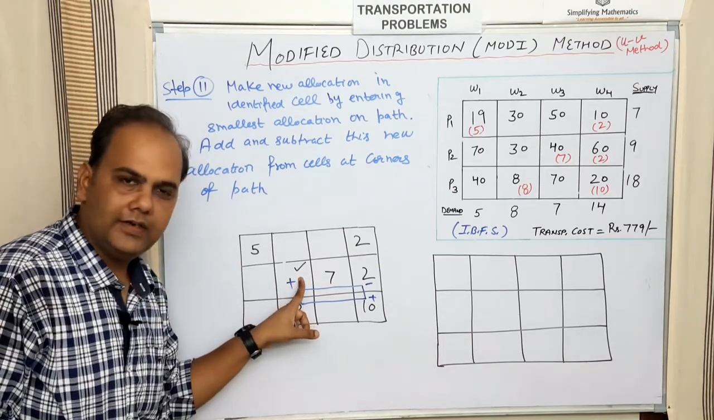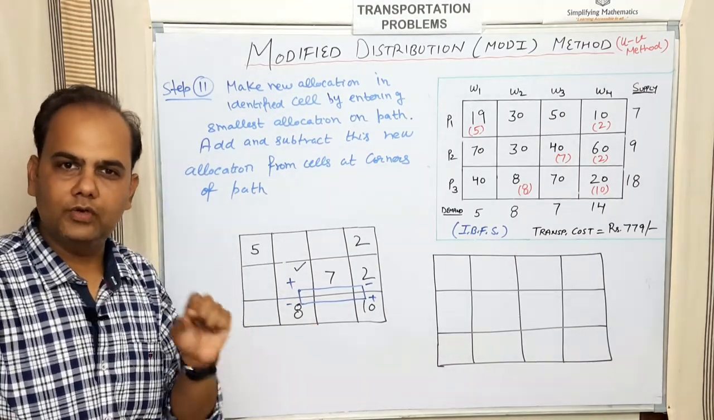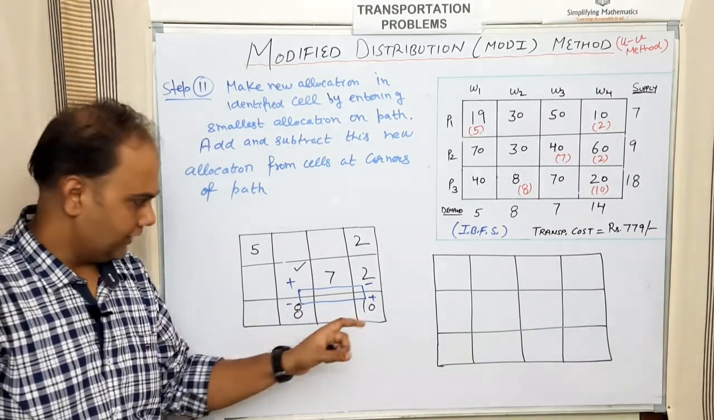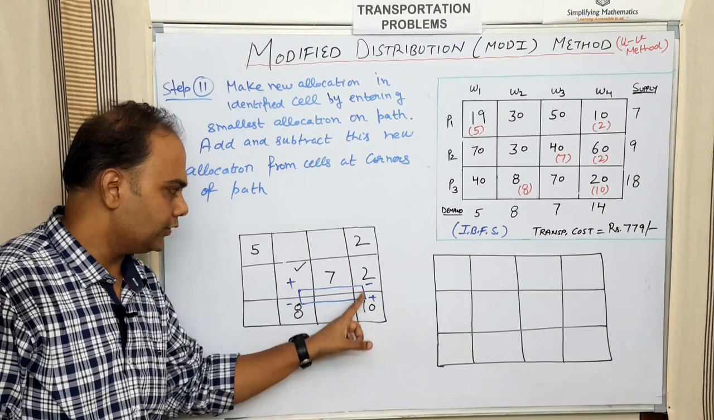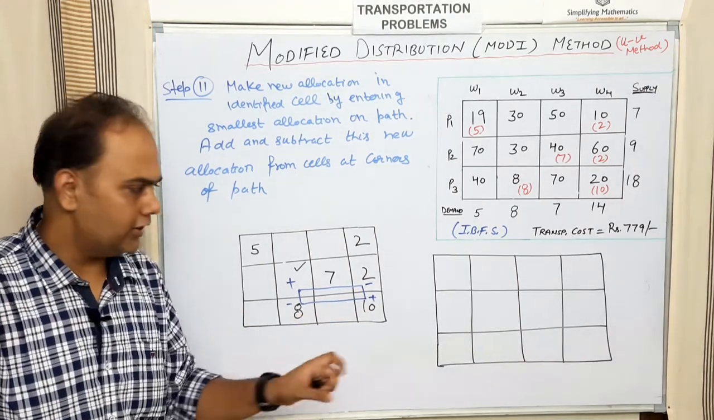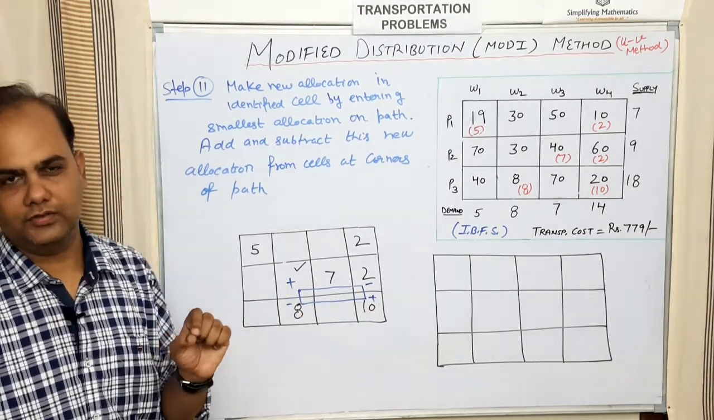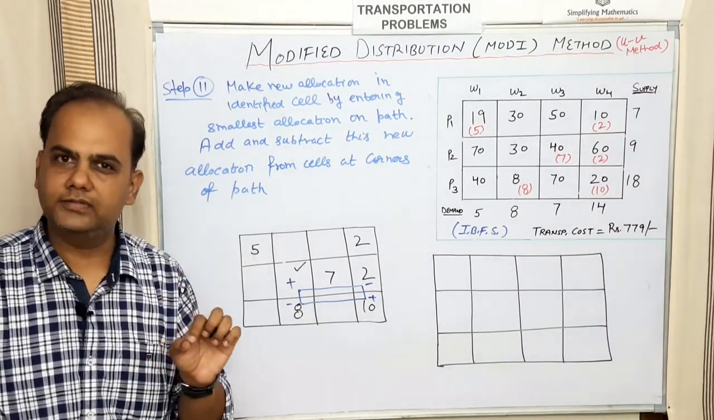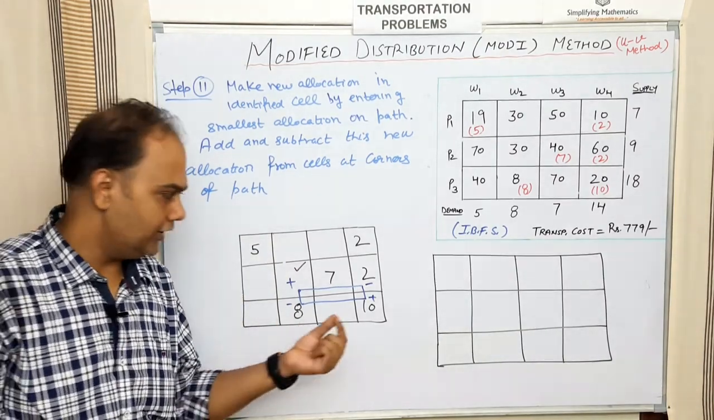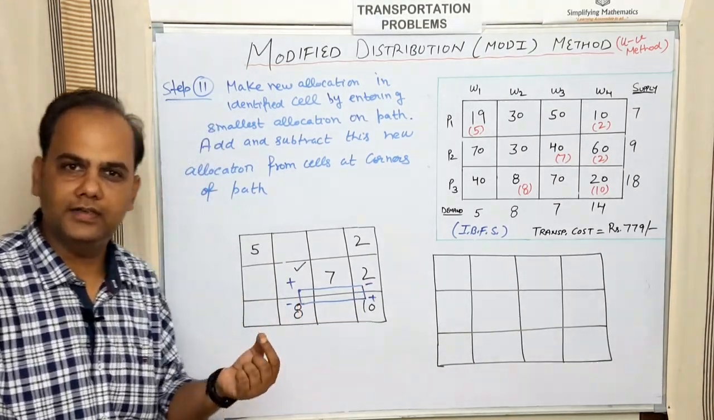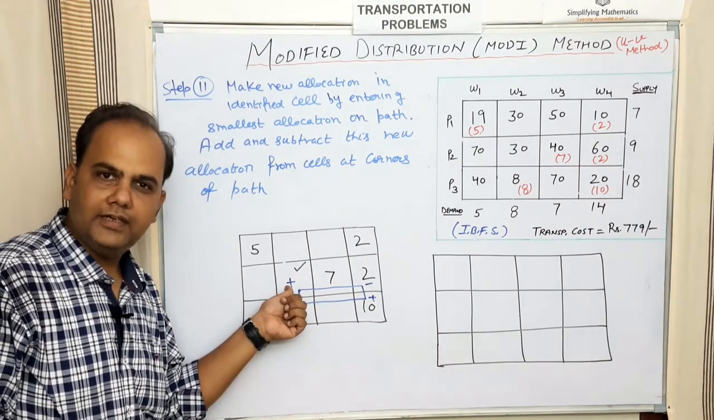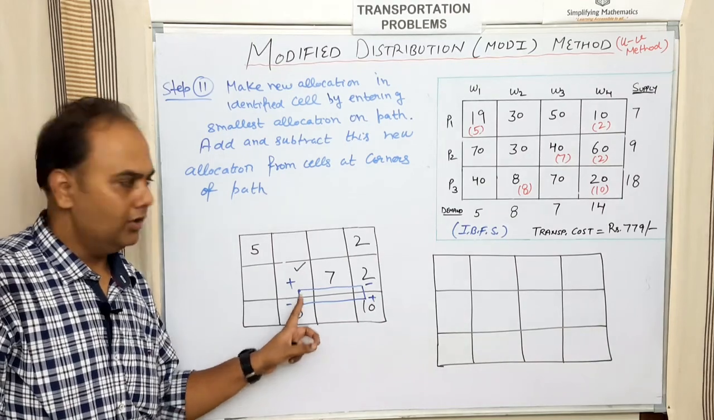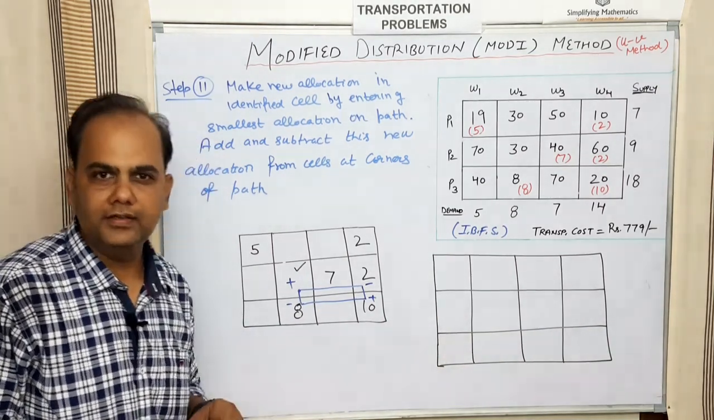Now in this identified cell you have to make a new allocation. Which allocation will it be? The smallest allocation on this path. Out of the allocations on this path, 2, 10 and 8, which is smallest? So this 2 is the smallest allocation on this path. You have to add and subtract this new allocation from the cells at the corners of this path. So this smallest allocation you have to add here, +2, -2, +2 and -2, and those values you have to write in the new matrix.